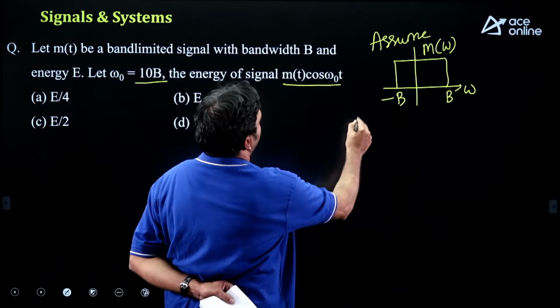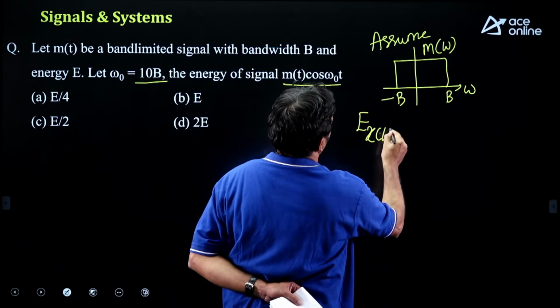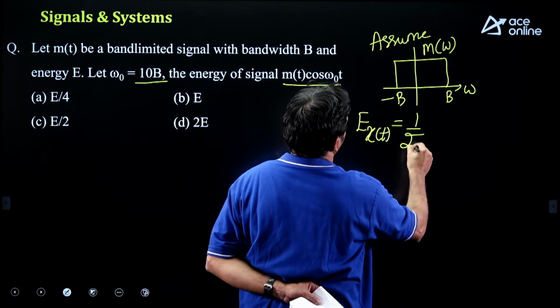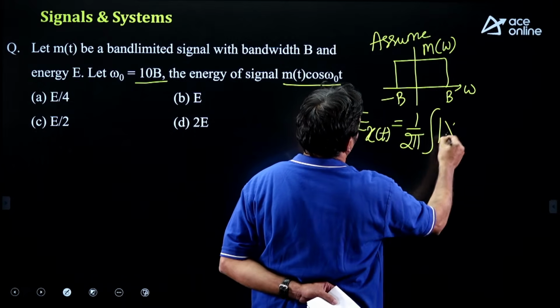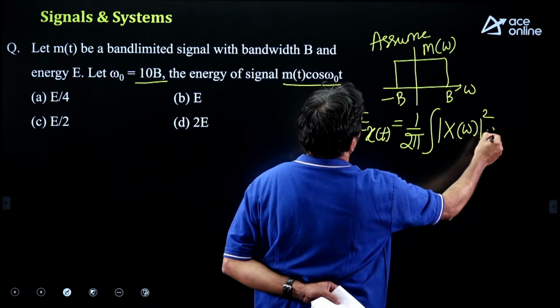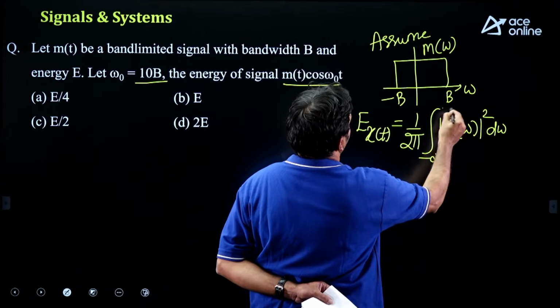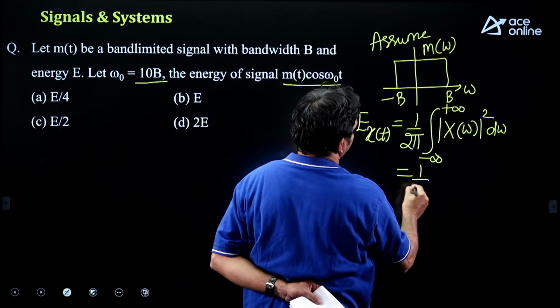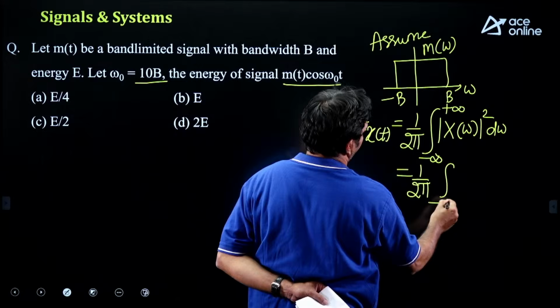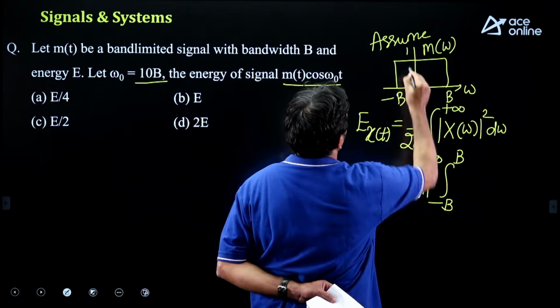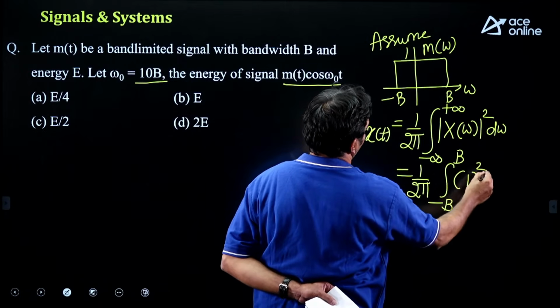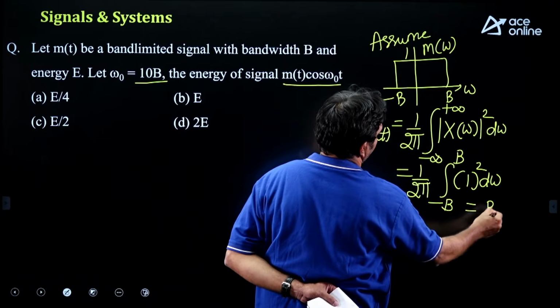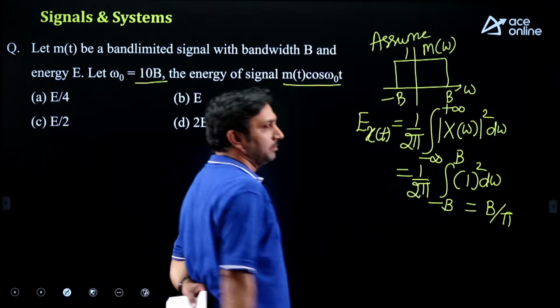According to Parseval's theorem, what is Parseval's relation? The energy in the signal is 1 over 2 pi integral of mod X of omega whole square d omega. Because it is band limited, we are varying from minus B to B. Assume amplitude like 1, whole square d omega. That result after simplification is B by pi.